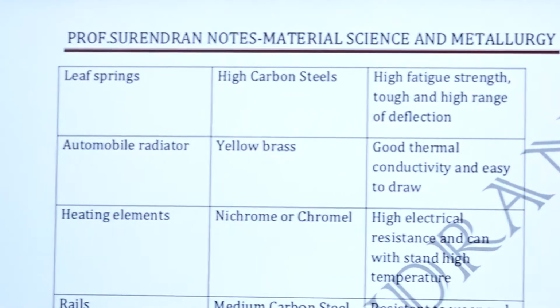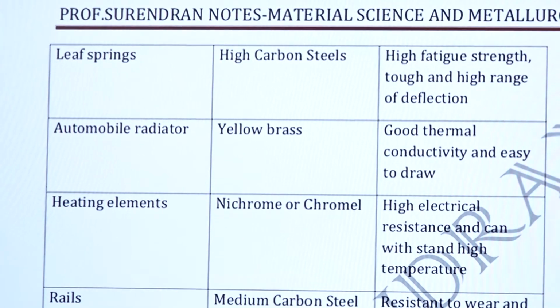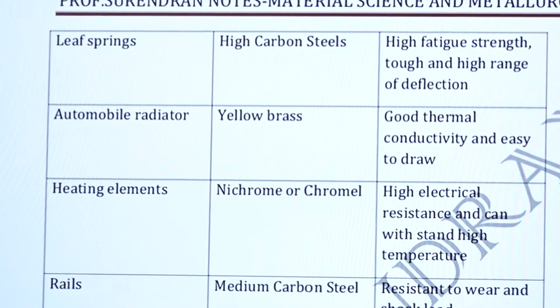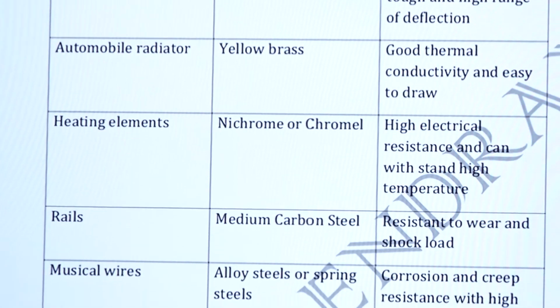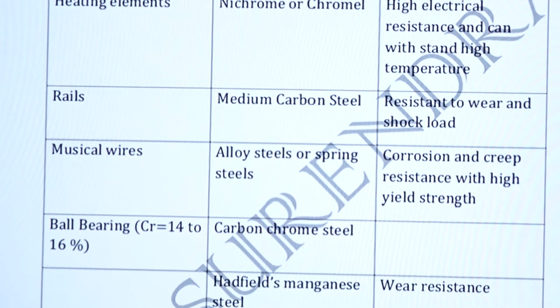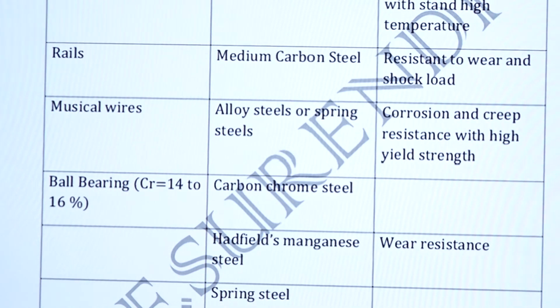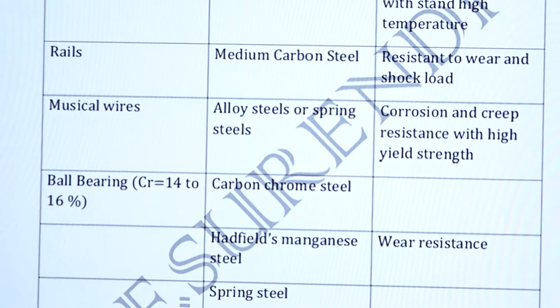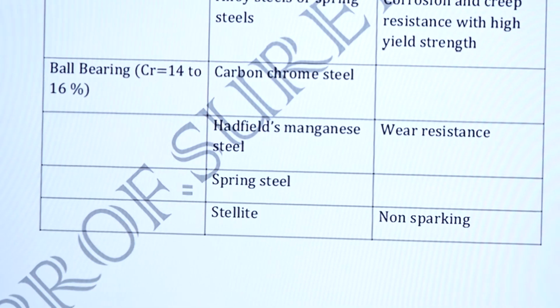So leaf spring is made up of high carbon steel, and automobile radiator is made by yellow brass. Heating element, we are using the heater, it is made up of nichrome or chromel. And the rail, the train moves on the rail, is made up of medium carbon steel. Musical wire, it is made up of alloy steel. And ball bearing, this ball bearing is made up of carbon chrome steel.